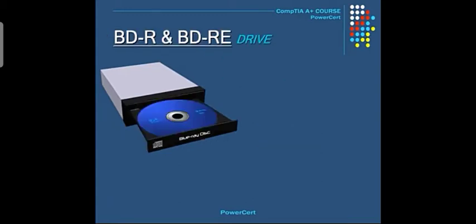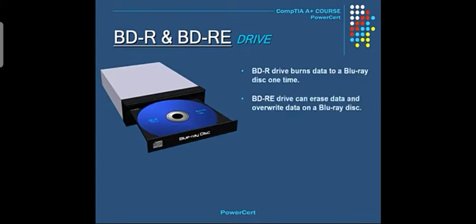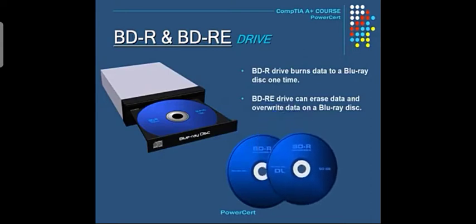Now, just like CD recordable and DVD recordable drives, Blu-ray also has a recordable drive, and this is called BDR, or Blu-ray Disc Recordable Drive. And this is where you can burn data to a Blu-ray disc one time. Or you can also erase data and overwrite the data on a Blu-ray disc using a BDRE, or Blu-ray Recordable Erasable Drive. So as stated before, standard single-sided Blu-ray discs hold 25 gigabytes of data. Or there's also Blu-ray double-layer discs, which hold 50 gigabytes of data.